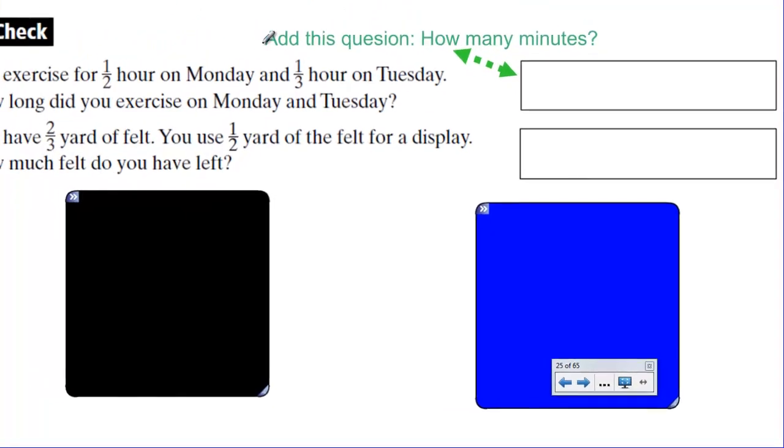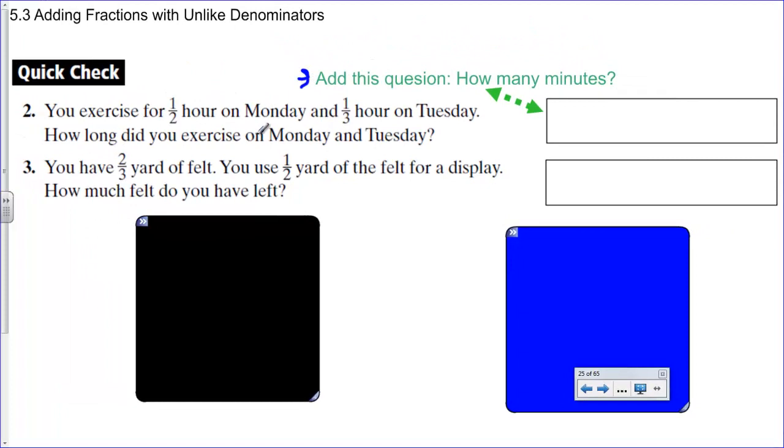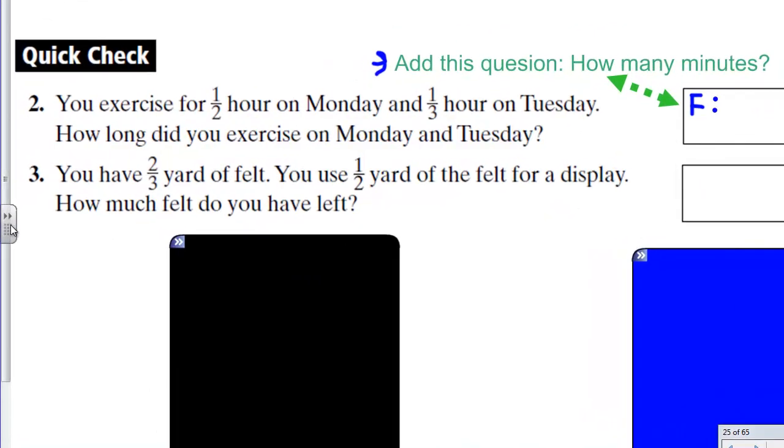On question number 2, it wants to know what fraction of an hour you exercised on Monday and Tuesday. I would like you to tell me the fraction, and I would also like you to tell me how many minutes you exercised. So you are going to hit pause to do these 2 quick check problems, and I'll be back with the answers.